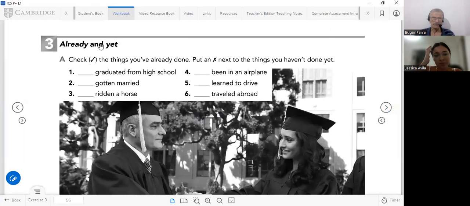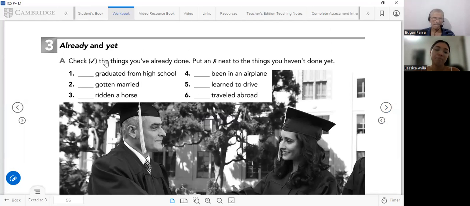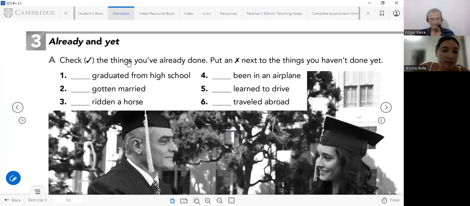Okay, now what are you gonna do here? You're gonna use already and yet. Can you read the instructions here? Check the things you've already done. Put an X next to the things you haven't done yet. Yes, you have to write a check or an X.